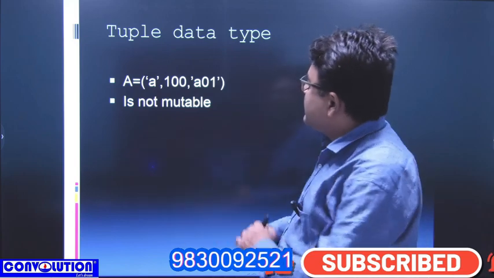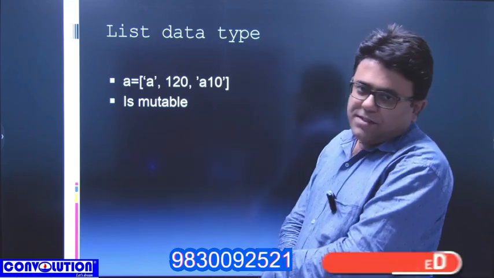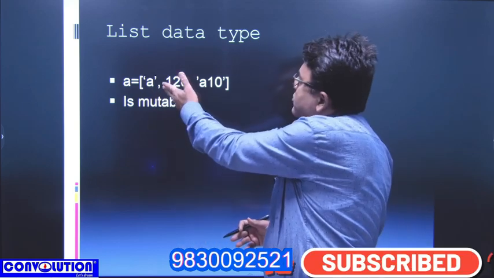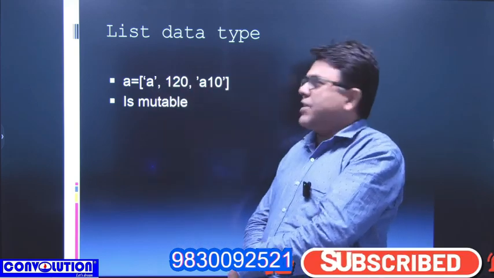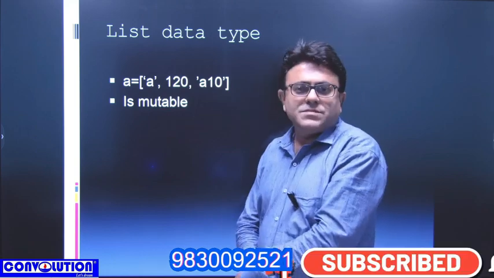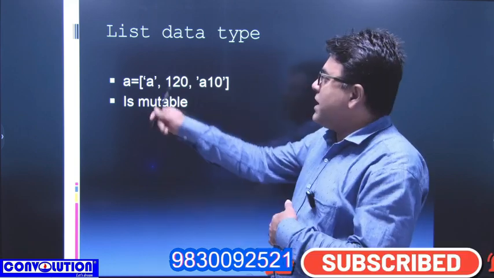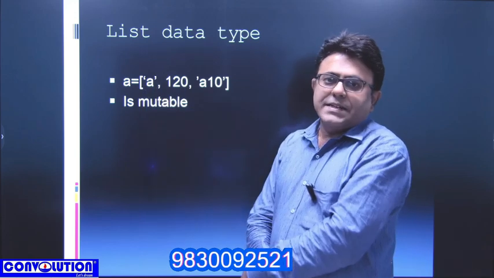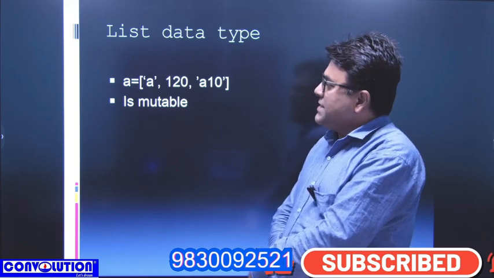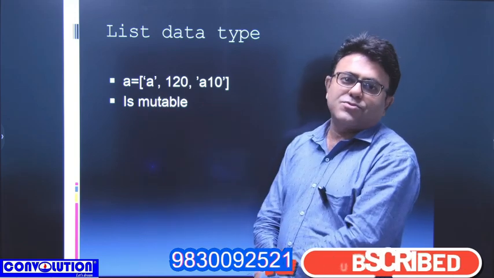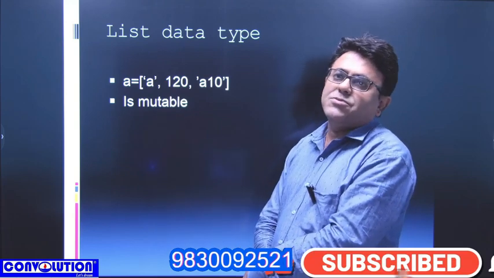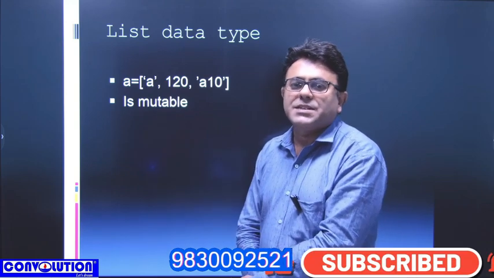Next comes the list data type. Now see, in a list also we can store different values, something from character, something from string, something from number. But the significance is, look at this one. In case of tuple, it was first bracket open, first bracket close. But in case of list, it is third bracket open, third bracket close. And very important thing, it is mutable.